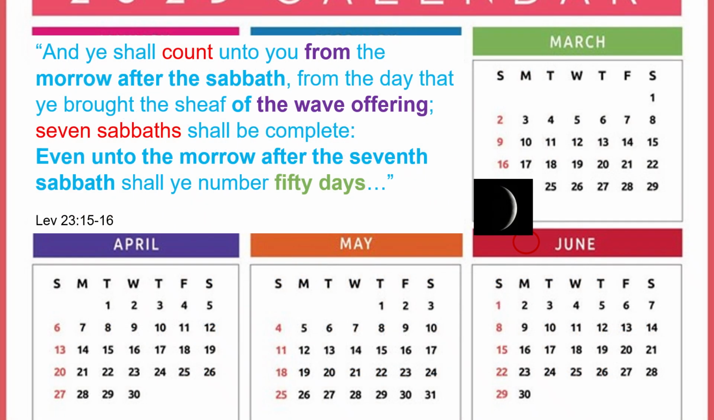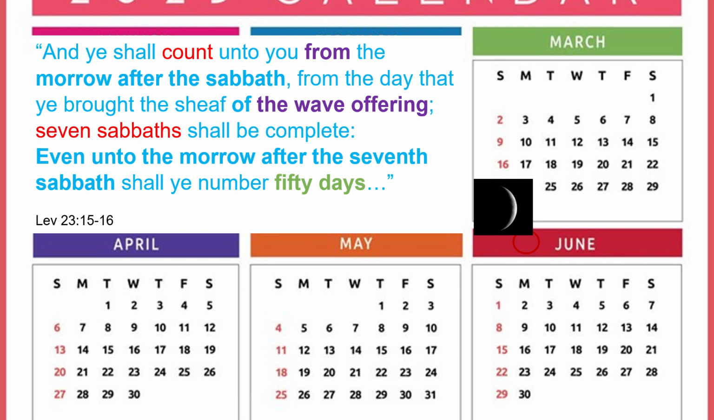Here are the instructions found in Leviticus 23, verses 15 through 16. "And ye shall count unto you from the morrow after the Sabbath, from the day that ye brought the sheaf of the wave offering, 7 Sabbaths shall be complete. Even unto the morrow after the 7th Sabbath shall ye number 50 days."